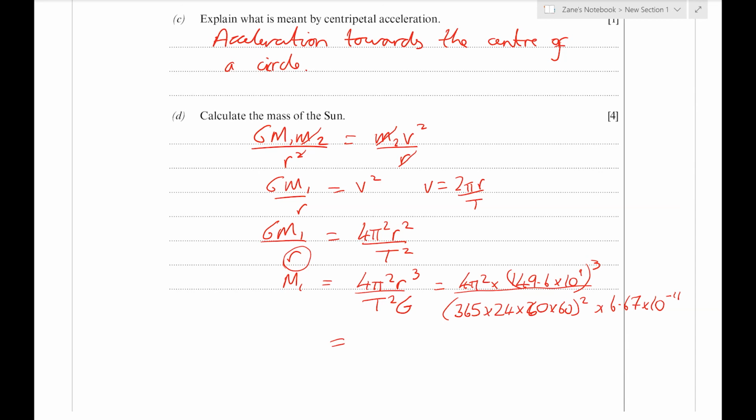Almost done. And we end up with 1.99. I'll go with 1.993 just because the data originally was 4 significant figures, times 10 to the 30 kilograms, which is something that is about right. From sort of general knowledge, some people already know that the mass of the Sun is roughly 2 times 10 to the 30 kilograms.